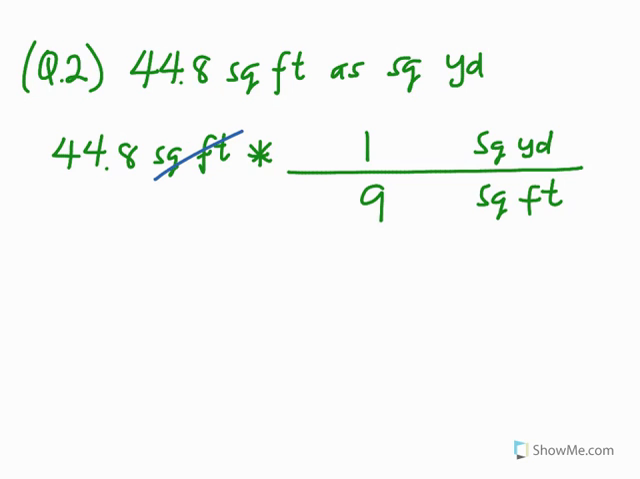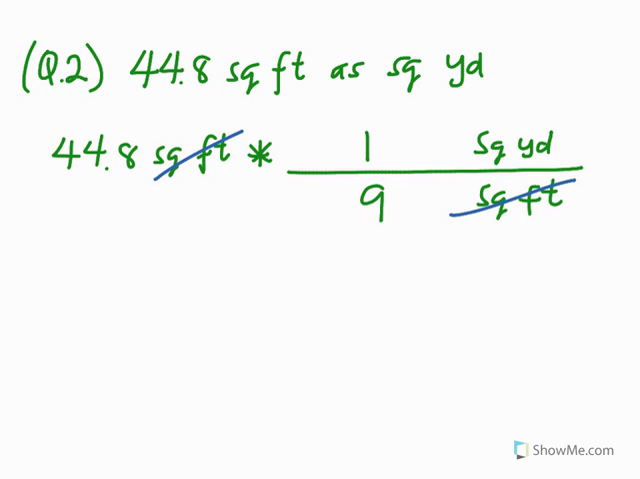Then I will have the square feet here to cancel the square feet here, to cross out the square feet there. And then, of course, I have a 44.8 times 1 is 44.8. Then divided by 9. And that gives us like 4.97777 something. Now, you want to round your answer to the number of significant digits in the original quantity. And in the original quantity, we have 3 significant digits. Please, you can view my videos on significant digits if you don't understand how many significant digits we have there.